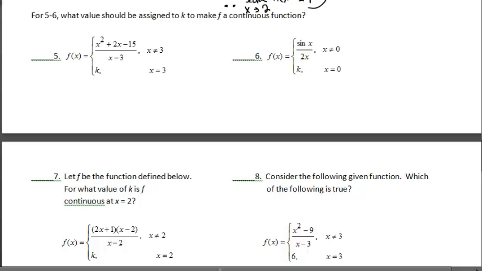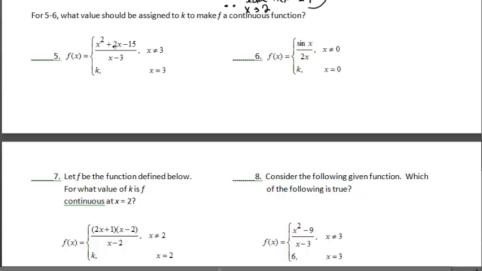All right, we're going to move on to number 5. So this question is, what value should be assigned to k to make f a continuous function? When I study number 5, I'm going, if this is going to be a continuous function, they must be assuming that there's a point discontinuity. There must be a hole here somewhere, and that hole must be occurring at x equals 3.